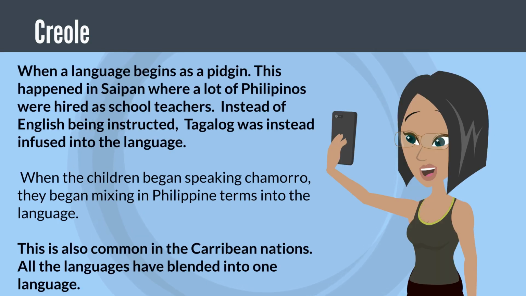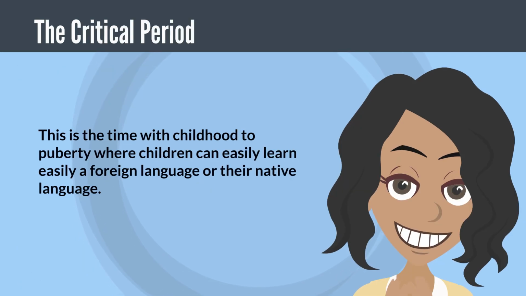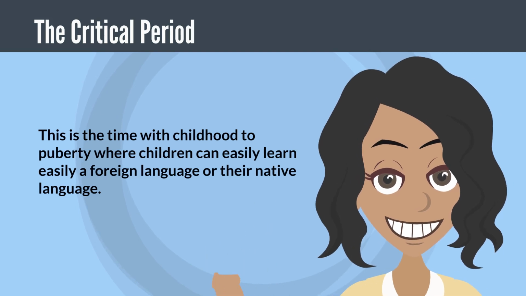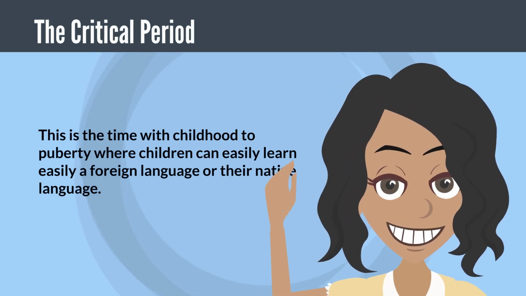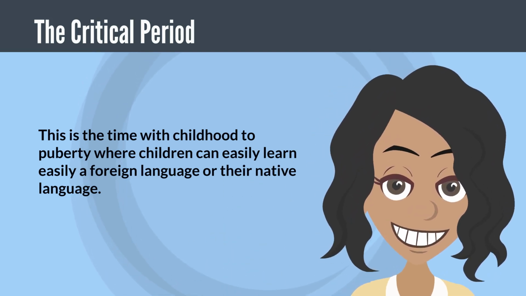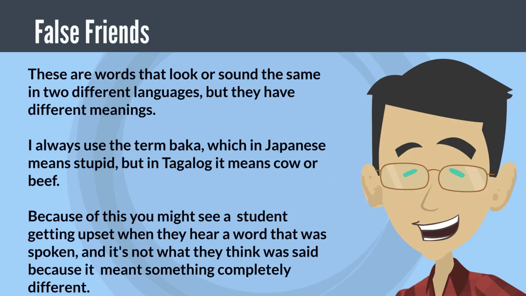Creole is when a language begins as a pidgin. This happened in Saipan, where a lot of Filipinos were hired as school teachers. Instead of English being instructed, Tagalog was infused into the language. When the children began speaking Chamorro, they began mixing in Philippine terms into the language. The critical period. This is the time from childhood to puberty where children can easily learn a foreign language or their native language.